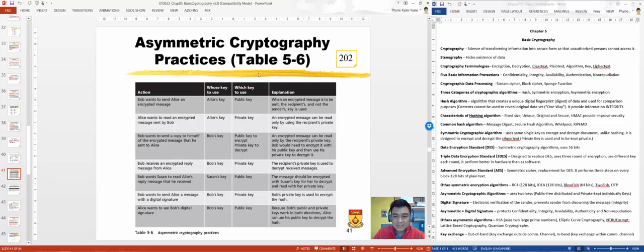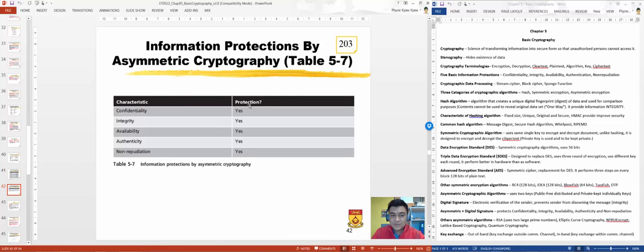This is how asymmetric cryptography works. Please refer to the table and study when and who uses the public and private key, with the explanation. Please read through it by yourself. Asymmetric cryptography protects all five basic protections, CIA and AN. So asymmetric is the best among the three. What are the three? Hashing, symmetric cryptography, and asymmetric cryptography.